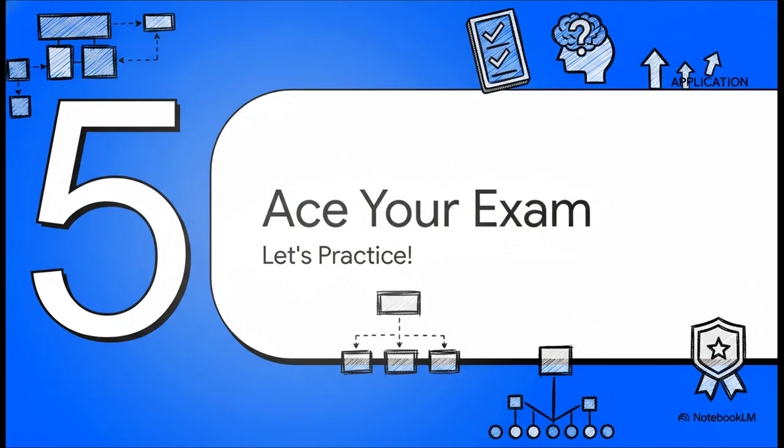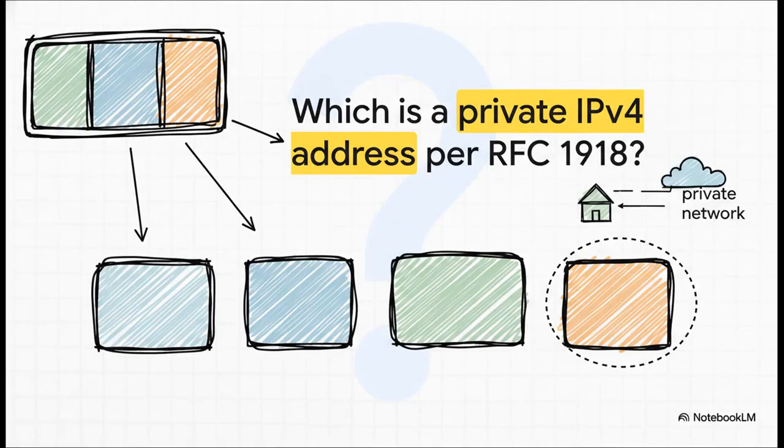Okay, you've seen the concepts, you've learned the new words, you've heard the analogies. Now, let's put it all together. We're going to apply this to the kinds of questions you can pretty much expect to see on your certification exam. Okay, here's our first one. Take a second and look at these 4 options. Think back to that table we saw, the one with the 3 special ranges for private addresses. Which one of these fits?